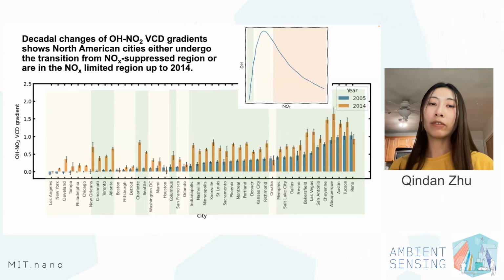From the perspective of controlling ozone pollution, we can now conclude that for these cities, controlling the NOx emission in the future will be the most productive strategy in controlling ozone pollution.